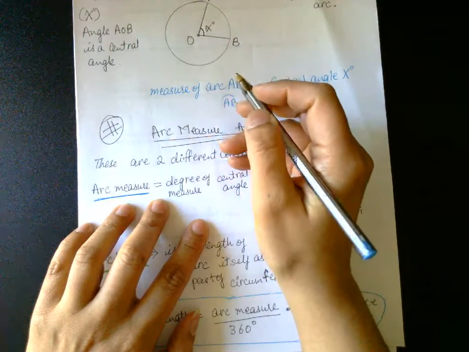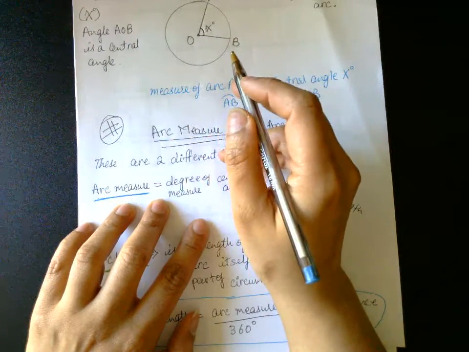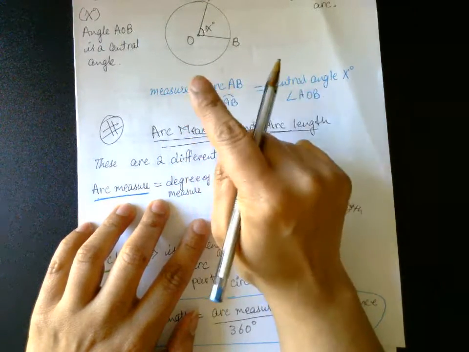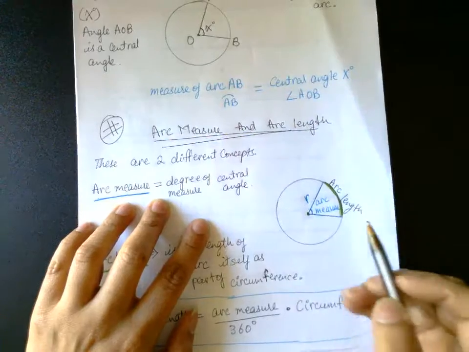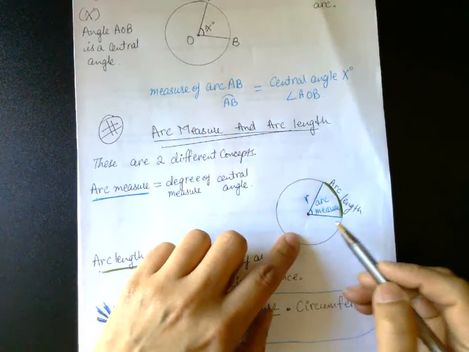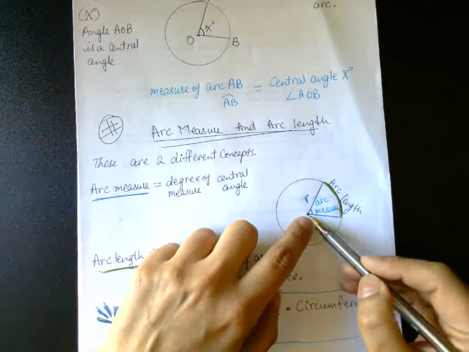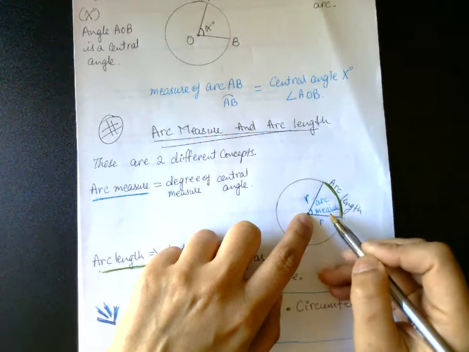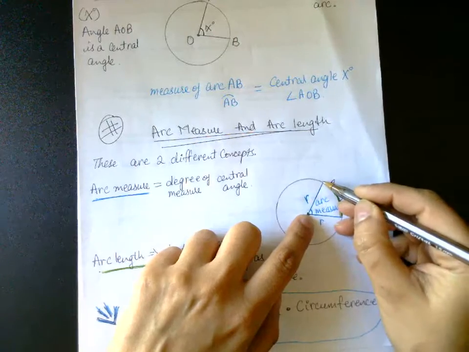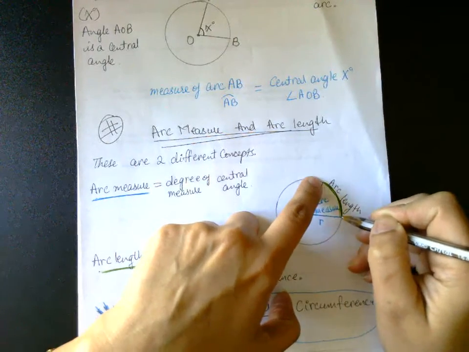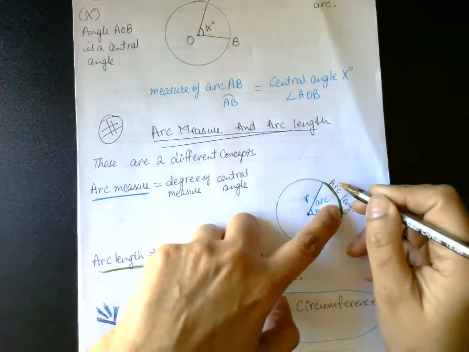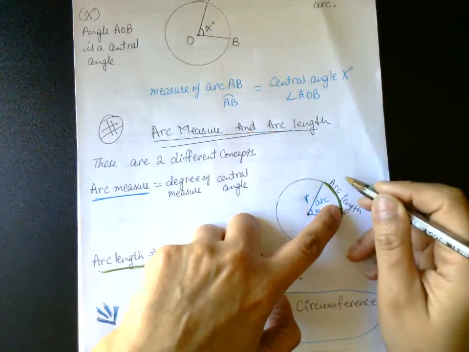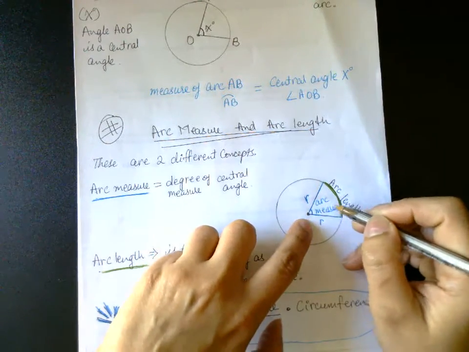When we are talking about arc length, we are talking about the circumference, which is around the circle. If you consider this circle, this is the radius, and this is also a radius. So the central angle is nothing but the arc measure. When I'm talking about the length of this arc, we are trying to find the arc length. To find the arc length, we have to use the arc measure.